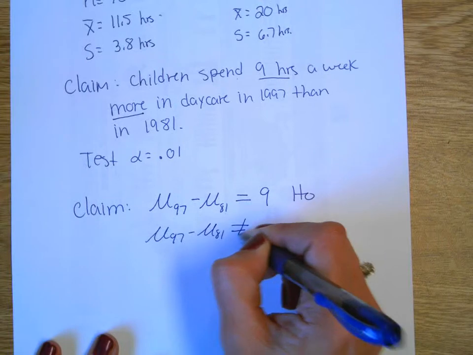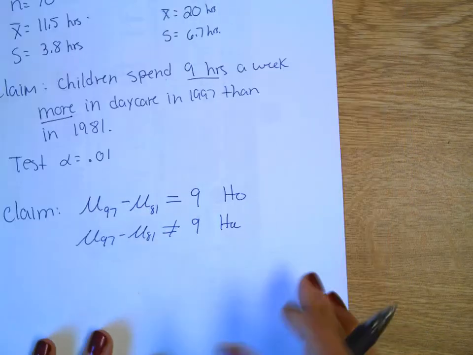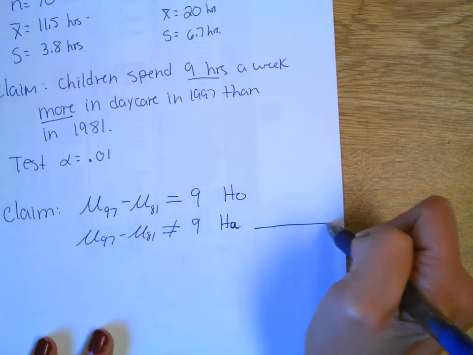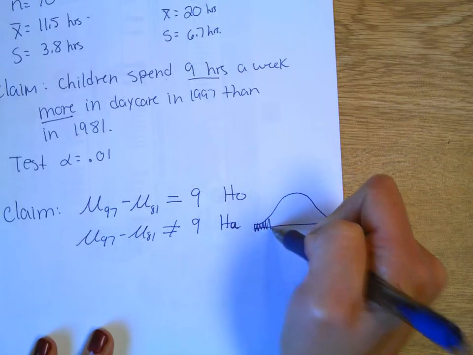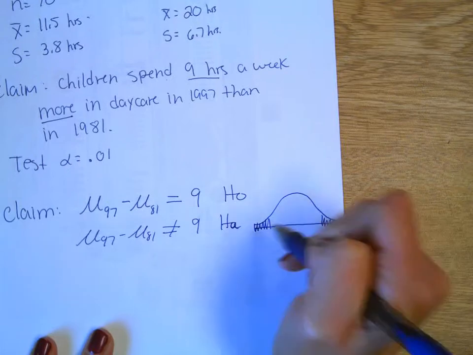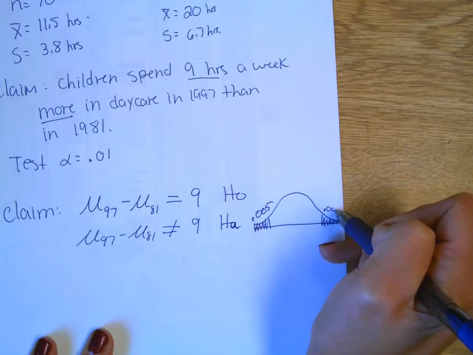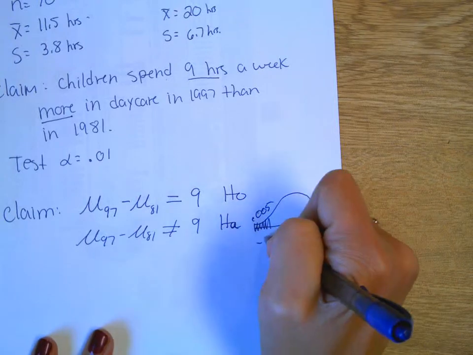So the Ha will be not equal to 9. And that Ha is telling me by hand what kind of test. Where's my shaded? Two-tailed. And we've got the 0.005 again. And if we look back at example 1, the z-critical value would be plus or minus 2.58.